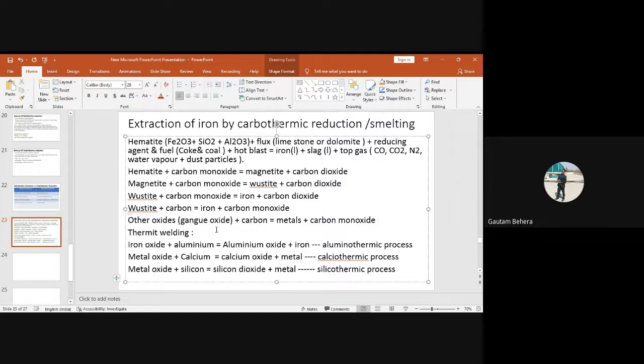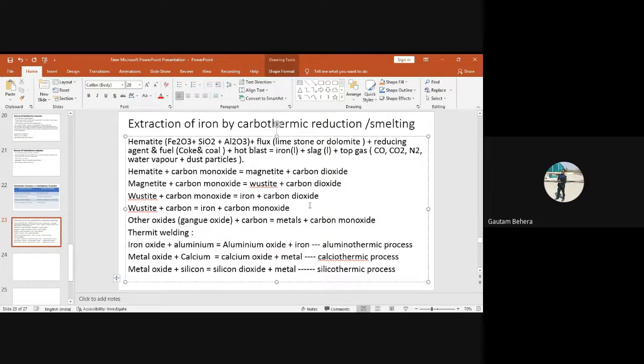So these are the reactions that happen inside the blast furnace during extraction of iron from hematite. So hematite is first reduced to magnetite, then magnetite is reduced to wustite, then wustite is reduced to iron. Right, this is the sequence of reduction. And here you can see carbon monoxide is a reducing agent and carbon is also a reducing agent. The first three reductions are indirect reductions, because carbon monoxide is reacting with the ore. But if carbon directly reacts with the ore or the product, then it is called direct reduction.